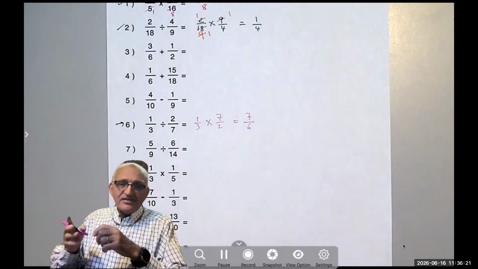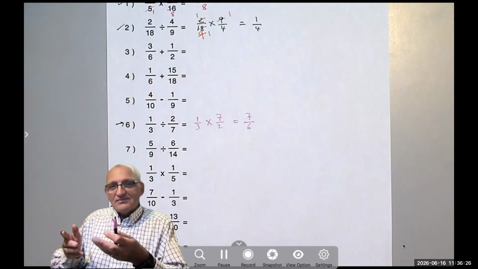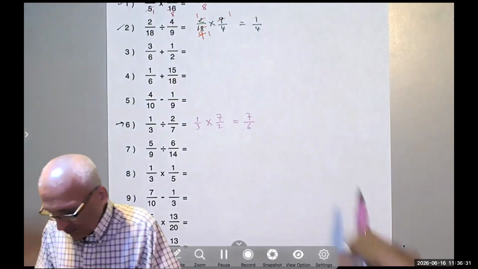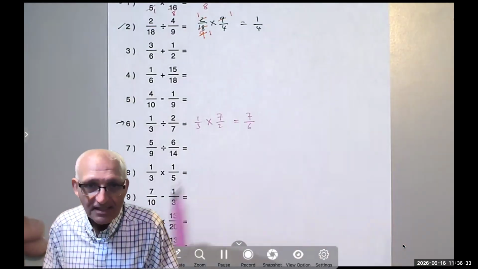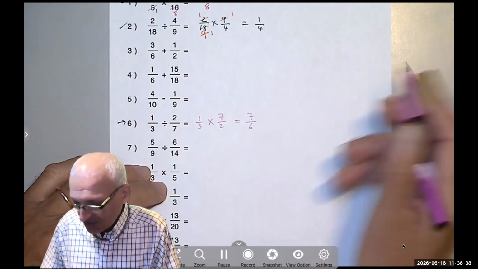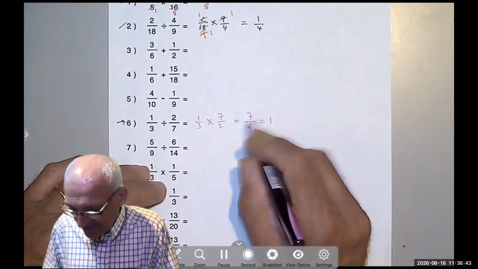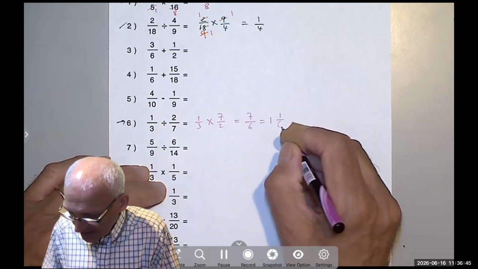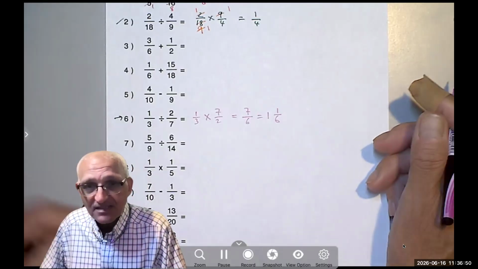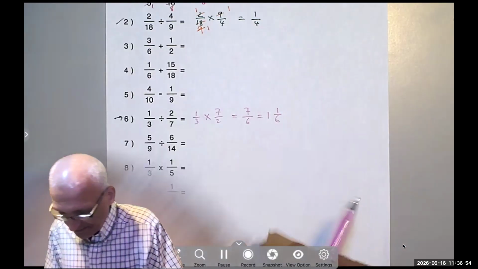You can leave it like that. But your teacher may tell you, no, I don't want to see an improper fraction where the numerator is larger than the denominator. So in that case, you say, okay, how many times does 6 go into 7? Only once. So that would be 6 over 6. And that leaves me with 1 over 6 as a remainder. Like when you divide 7 by 6, you get 1 and a remainder of 1, meaning 1 over 6.